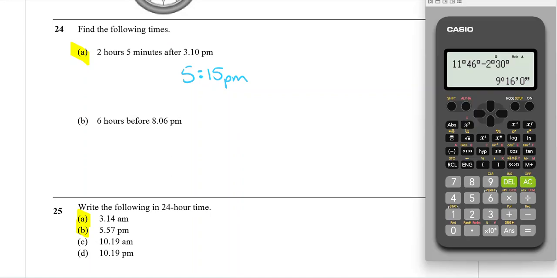Okay, if you're using the bubble button, we're starting at 3 hours and 10 minutes, and I want to add on 2 hours and 5 minutes, and there's my 5:15. I just have to make sure I put PM on that.